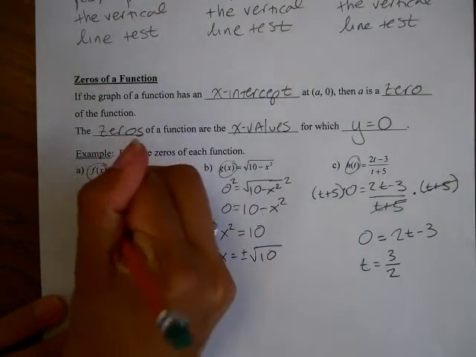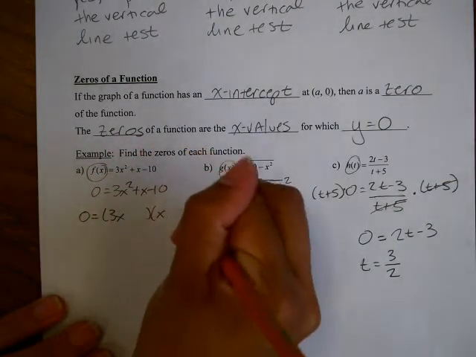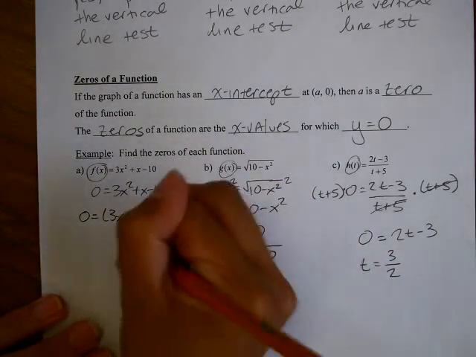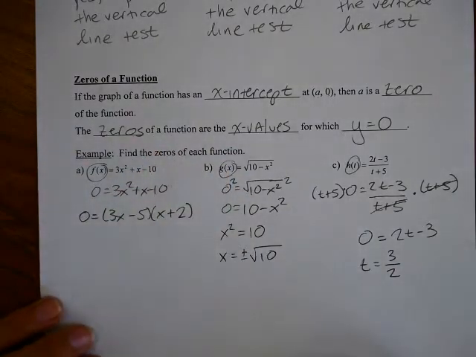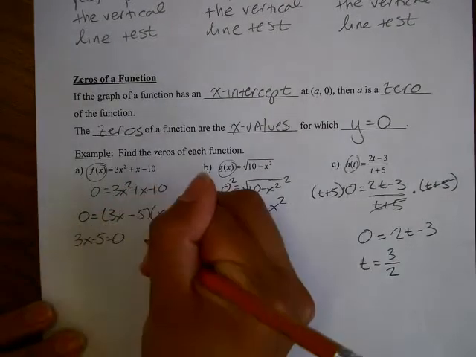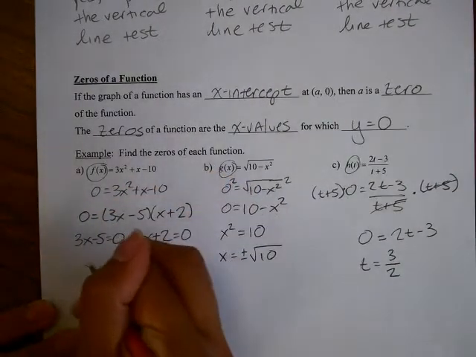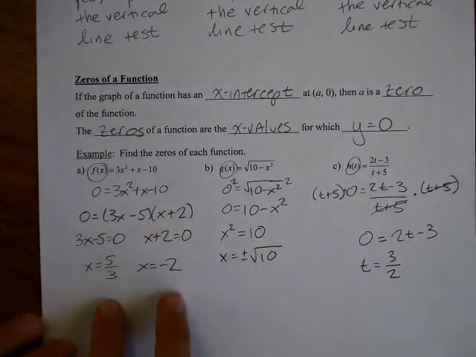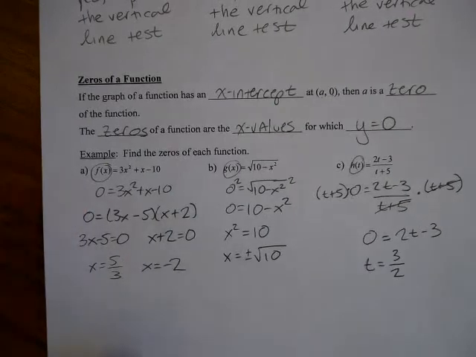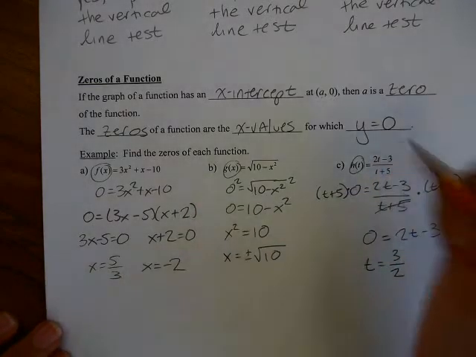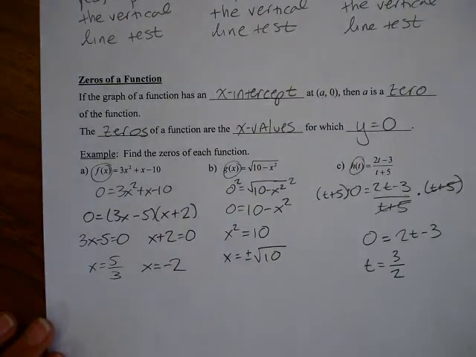And finally, this first one, so you can check your work, see if you got it right. We factor it, we get 3x minus 5 times x plus 2 equals 0. Do the zero product property. And we have two solutions for this equation, which means this function has two zeros, 5/3 and negative 2. You want to make sure that you have your factoring up to par, because we are going to be doing a lot of it this year.